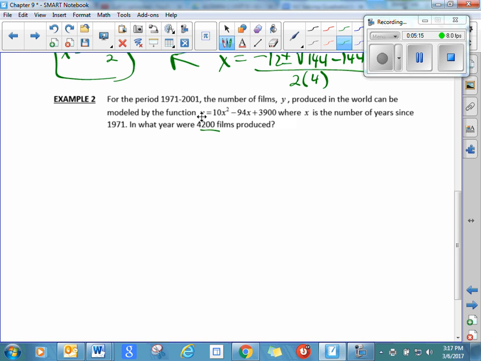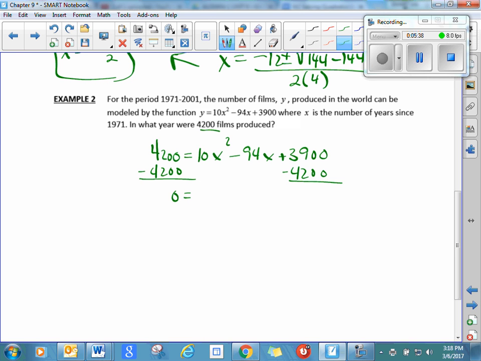So, Y is the number of films produced. That's going to be the 4,200. Is going to equal the function. So you can see that these are big numbers. We're going to need to get this in standard form, which means we need to subtract 4,200 from both sides, and we're going to get 0 equals 10x squared minus 94x minus 300. So you can see how big the A and the B and the C are.